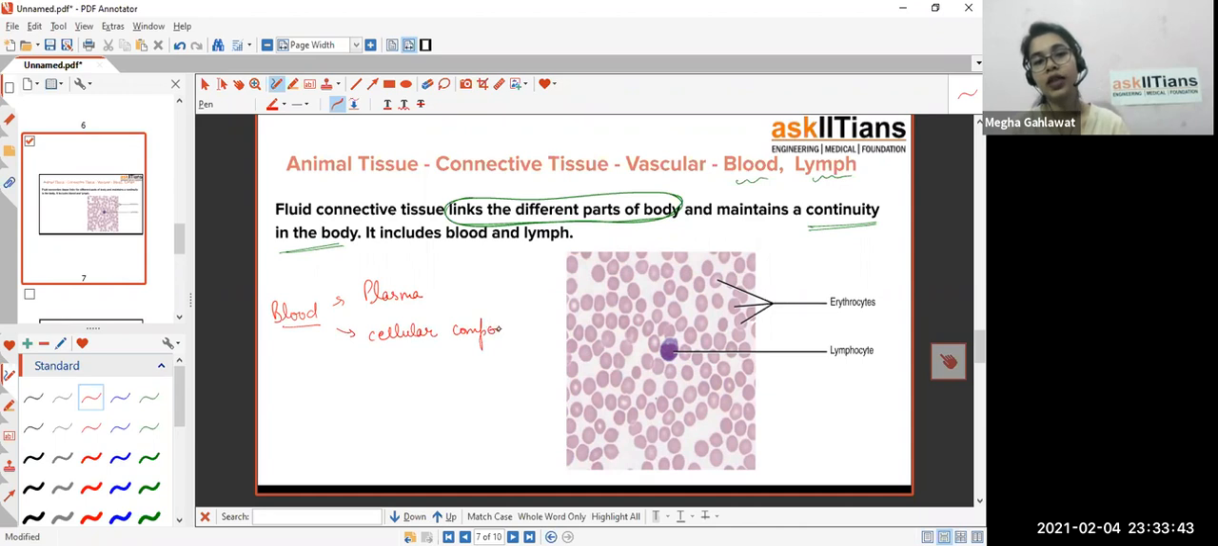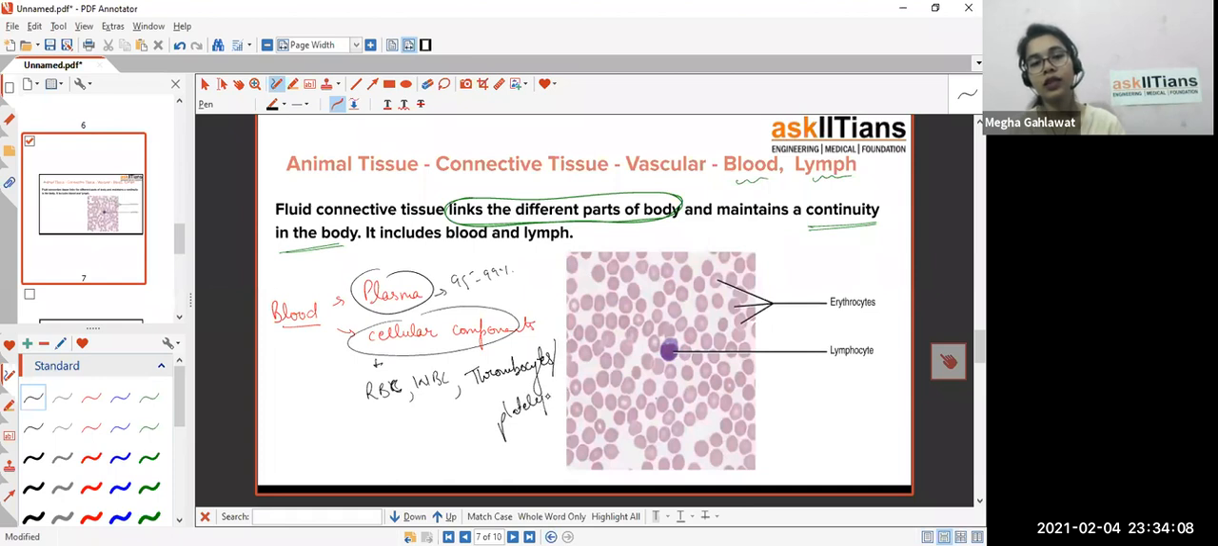Now, the interesting thing is that plasma is basically the yellow colored fluid which is present, and there's, I think, 95 to 99% plasma in the blood. Then cellular components are the ones which we call the RBC, that is the red blood cells. We have the WBC, that is the white blood cells, and we have the thrombocytes, or let's say platelets, which help us either in blood coagulation or in fighting an infection, etc., right?